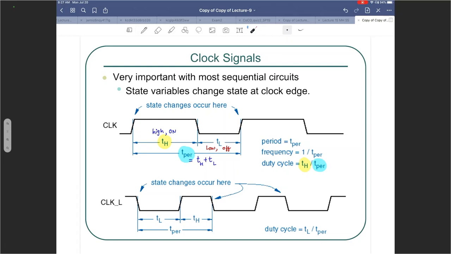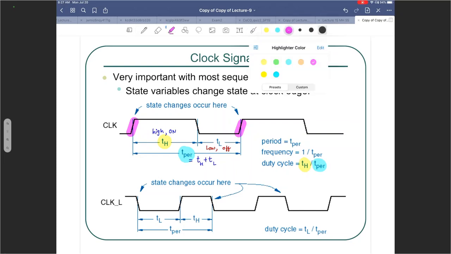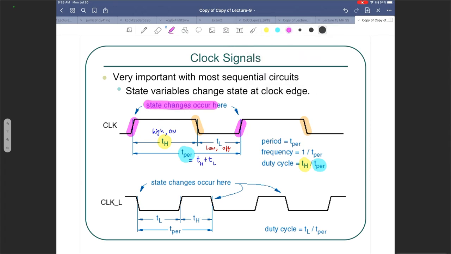And these times are where the state change occurs, right? So if our flip-flop is positive edge triggered, then it would respond to the positive edges of the clock. That's when the state change occurs. Or if our flip-flop were to be a negative edge triggered flip-flop, then the outputs would change when the clock goes from high to low. So over here we are assuming that the flip-flop is positive edge triggered because we have named this to be positive, state change occurs here, right?